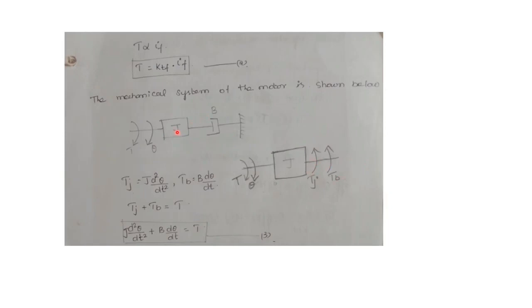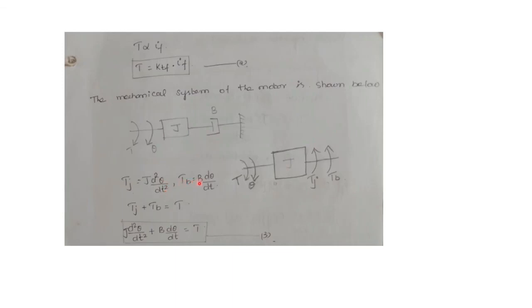For this J, its own opposing torque will be Tj. Then only one element is connected with this J, that is B. So the corresponding opposing torque will be TB. All the opposing torques should be in the opposite direction to that of the applied torque. So now this will be the free body diagram. Now we can write the value of all the opposing forces. We know the formula Tj is equal to J into d square theta by dt square. Here the displacement is theta, so we can write it as d square theta by dt square.